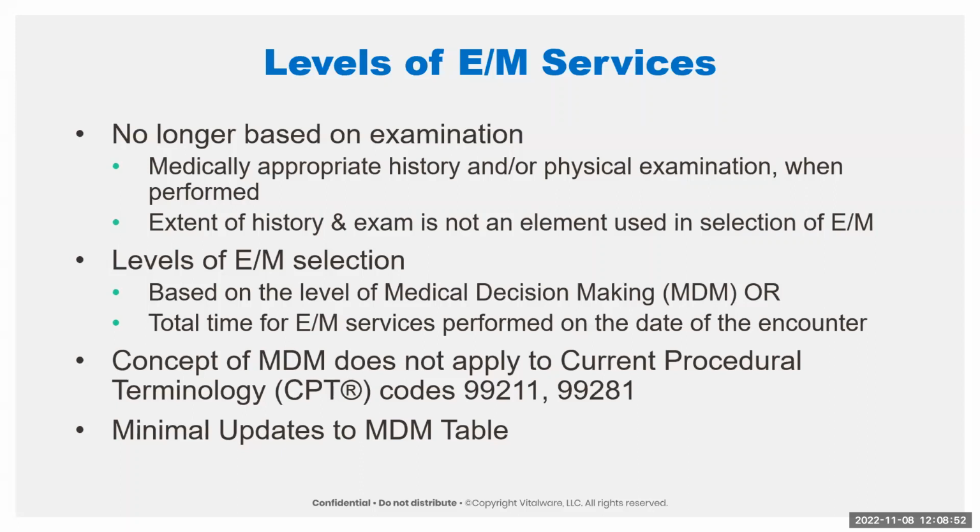So this kind of takes that debate off the message boards, I guess. And so the extent of your history and exam is not going to be used as an element in the selection of the E&M. So it's going to be based on either the level of medical decision-making or the total time for the services performed on the date of the encounter. And so the concept of medical decision-making is not going to apply to the 99211, which we already knew. But now it's going to add the 99281 to that.